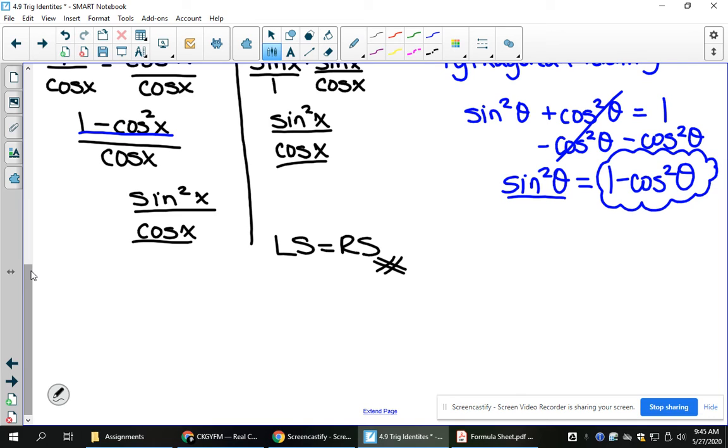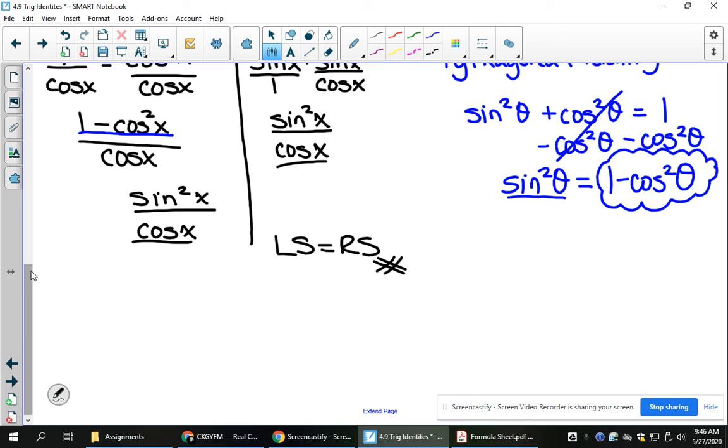So we never used any numbers in here. We only used variables for the degrees. We didn't sub in 30 degrees or anything. So we have just proven that this is true for every value of x.